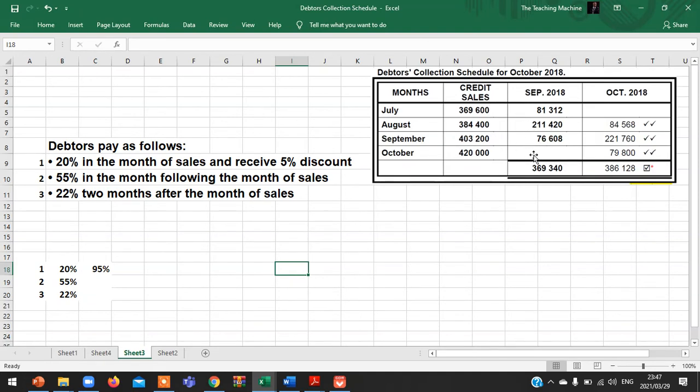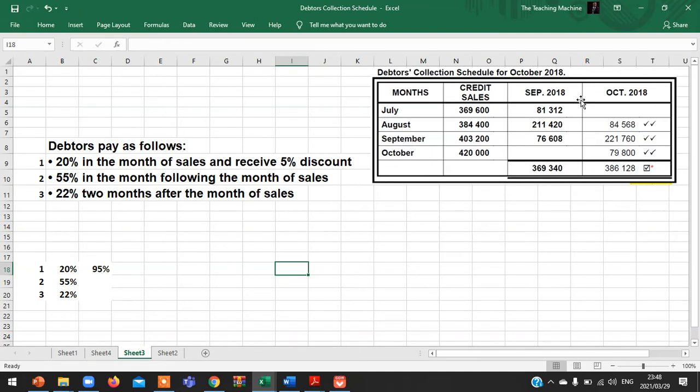And the collection here is 76,608. Why? We said 403,200 multiplied by 20% multiplied by 95%. Because in the month of the sale, you're going to collect 95% of the 20% of the collection. You're not going to collect the full 20%, but you're going to collect 95% of the 20% of credit sales.